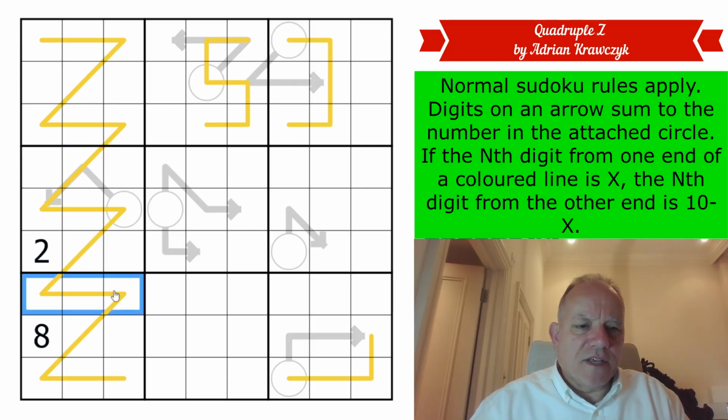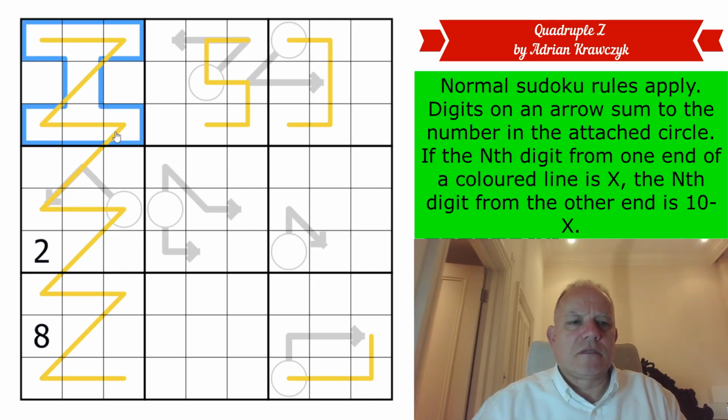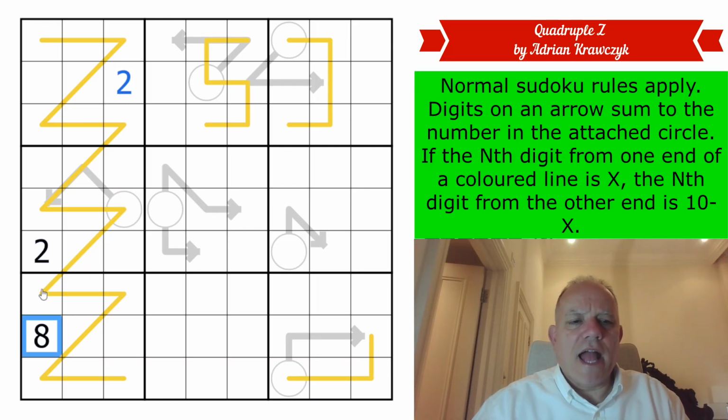So 8 is not on this Z. And that must mean that 2 is not on this Z in this box. And 2 is not there either. So I think I know that 2 goes there. That's why 8 and 2 have been selected as the given digits here. They're not just random, they are helpful in that way.